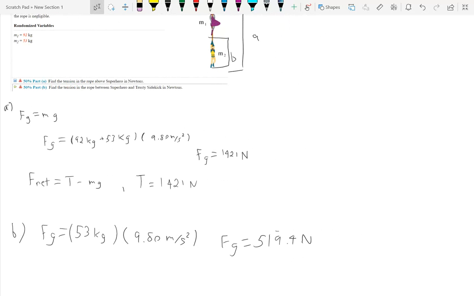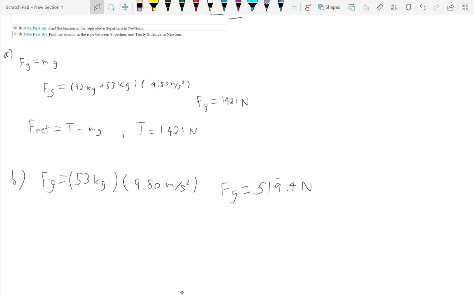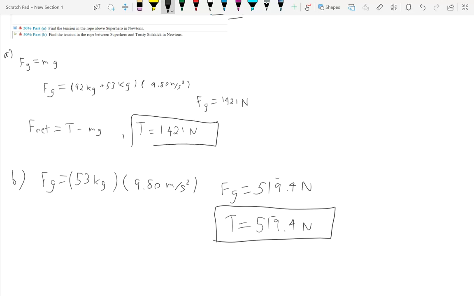And so that's the tension that the second person applied in. Any questions for them? Yes. So is that always going to be the case where those two are the same numbers? That's because they're stationary, so they're not moving. So if they had a different acceleration, then that wouldn't be the case.